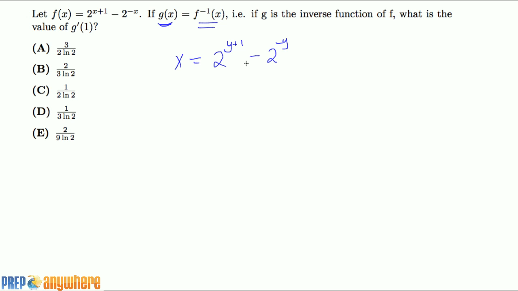But it's very hard to isolate. Okay, but we don't need to. We can just do this implicitly. Yes? Yes. So differentiate both sides implicitly in terms of x.